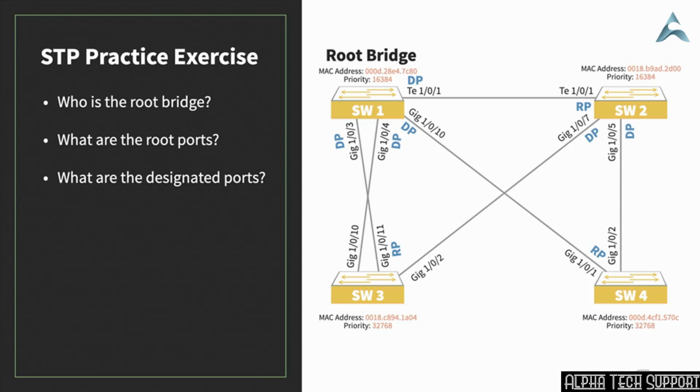And at this point, we've addressed all of our links, and there are some ports that are not labeled. Well, those are going to be our blocking ports. So gig 1/0/10 on SW3, gig 1/0/2 on SW3, and gig 1/0/2 on SW4, they're not root ports, they're not designated ports. Therefore, as long as they're administratively up, they are blocking or non-designated ports. And that's a review of how to take a look at a topology and identify spanning tree protocol port states.